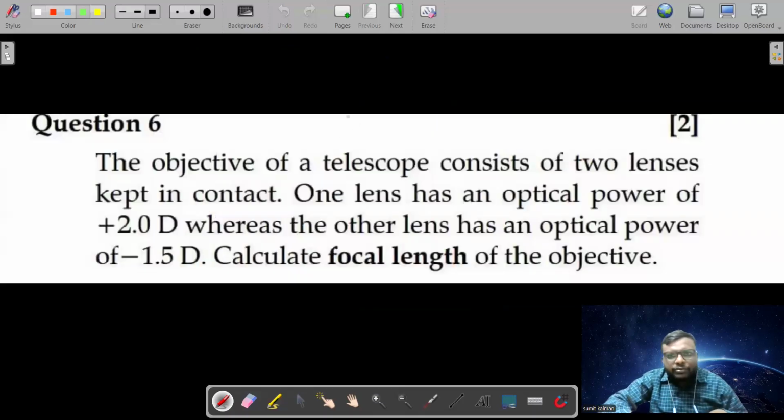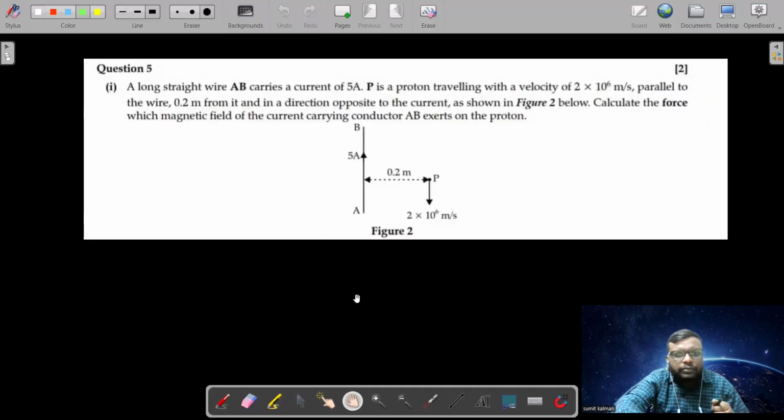Now we will solve another problem. Let me upload another problem. Now, students, there is another problem. This problem is from magnetism, and this problem is from 2023. Now, first we will see the problem.